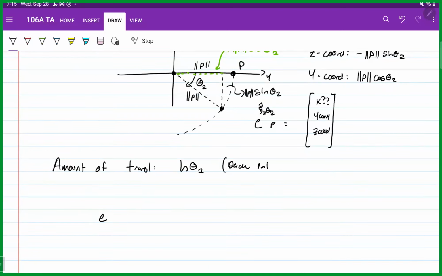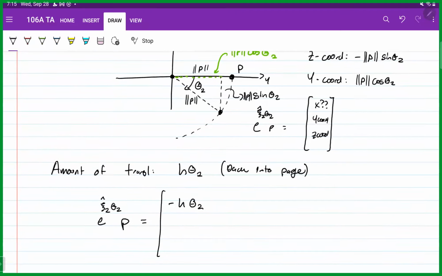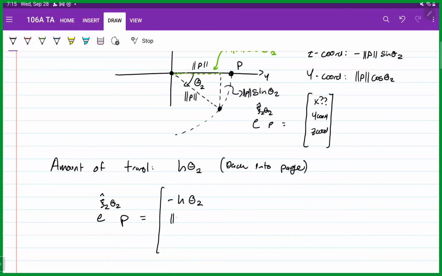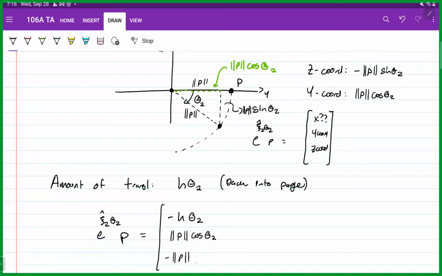back into the page. Okay, so then we have our total point e to the psi 2 hat theta 2 times p, and that is going to be negative h times theta 2 for our x coordinate, because that's our translation back into the page. Our y coordinate is going to be this thing that we saw here. So that's going to be the magnitude of p times cosine theta 2. And then our z coordinate is going to be negative magnitude of p times the sine of theta 2.